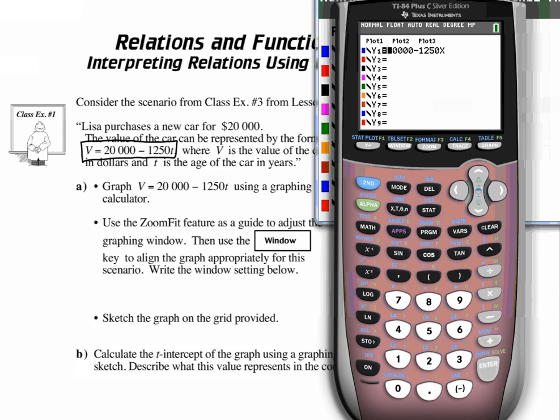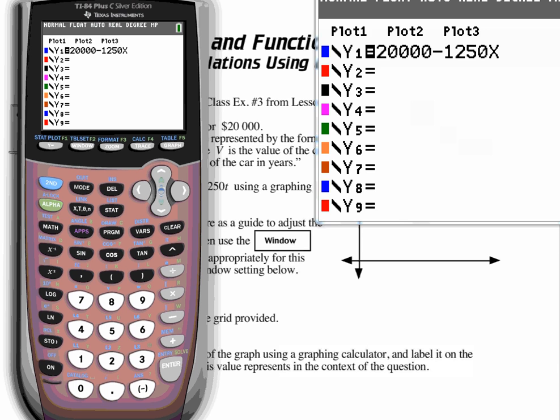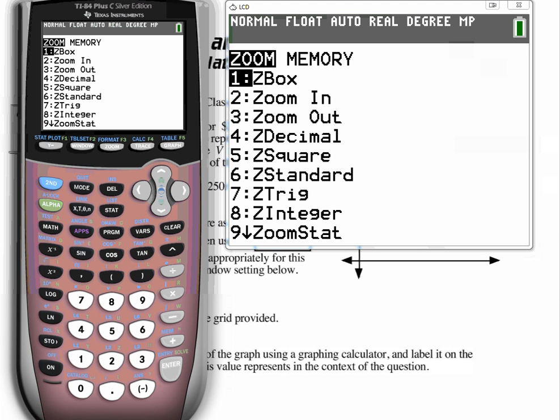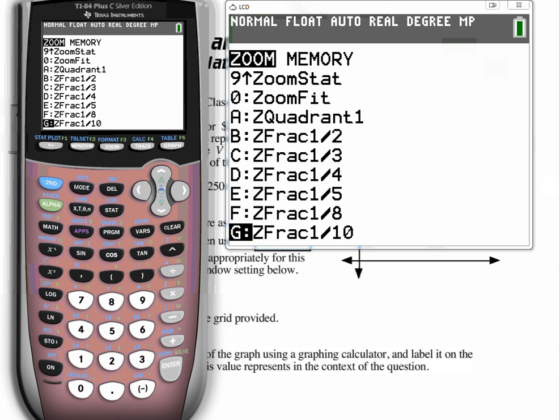Okay. So if we want to zoom out and play with the windows here, how do we zoom out? Zoom. Now there's a few options. It says we could try Zoom Fit, so we can zoom out, is one option, which is number 3. We could also try Zoom Fit, which is 0. What that does is it tries to make the best windows for you. They're usually not very good.